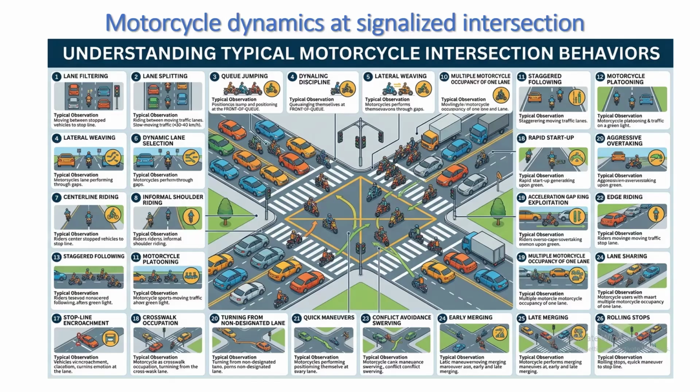Rolling stop is another thing. We can see that at the stop line, vehicles do quick maneuvers and it is often observed. So these are all the properties we can see at signalized intersections, and they are very common in motorcycle dynamics, which actually make motorcycles distinct from other types of vehicles. So we need to study motorcycles at signalized intersections. There's actually a number of papers on lane filtering and lane splitting behavior.